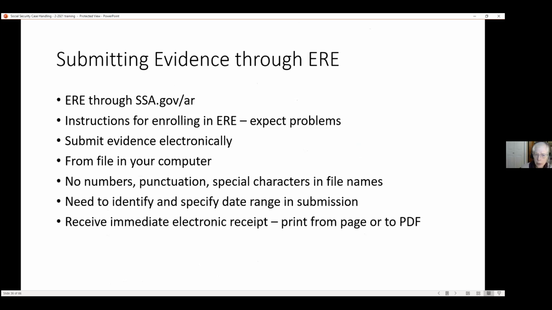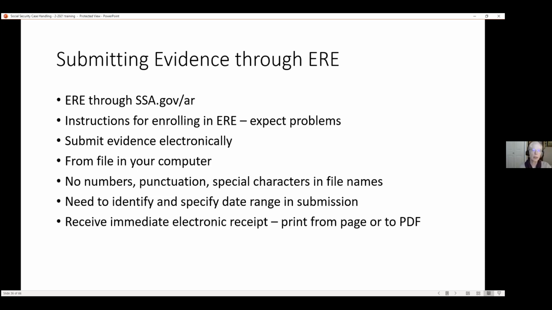You can sign up for the ERE through ssa.gov/AR. They give you instructions right there for how to do it. It usually takes months. So if you think you're going to start doing Social Security work, you probably ought to do this right now because it takes a while. Just expect that it might take a while to get it right, so do that in advance.